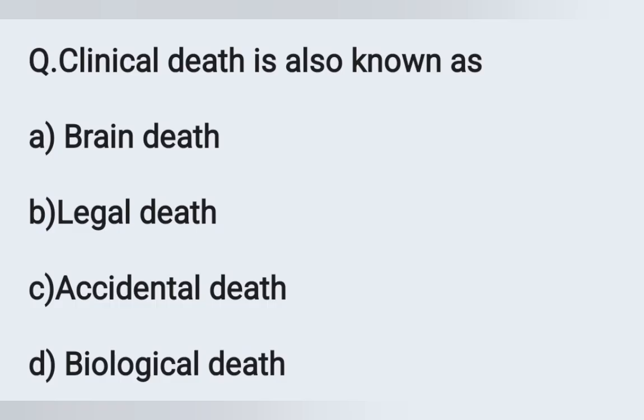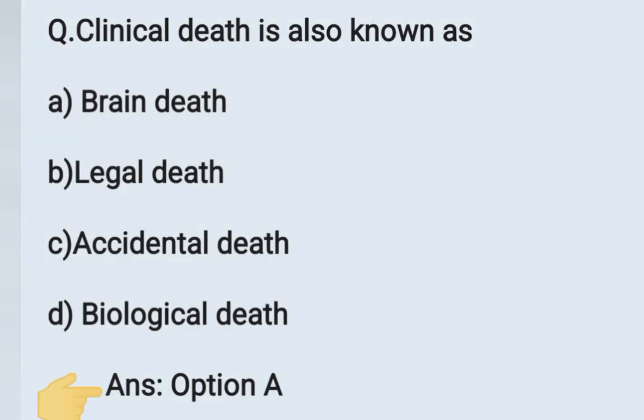And the next question is, clinical death is also known as? Options: option A brain death, option B legal death, option C accidental death, option D biological death. Clinical death is also known as brain death. Option A is the correct answer.